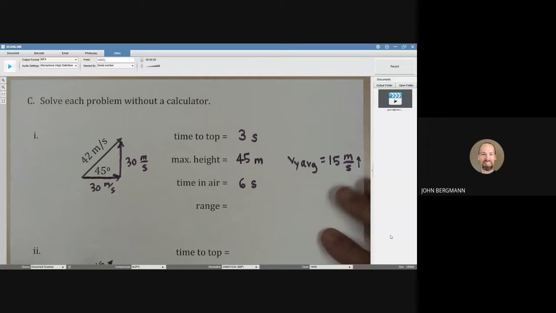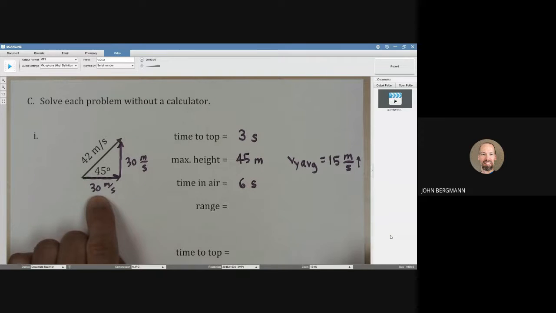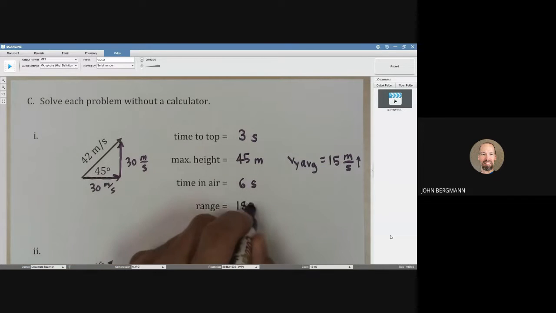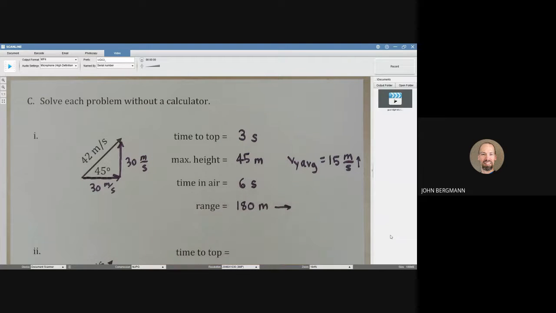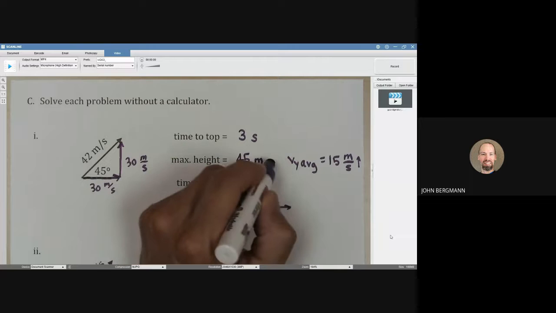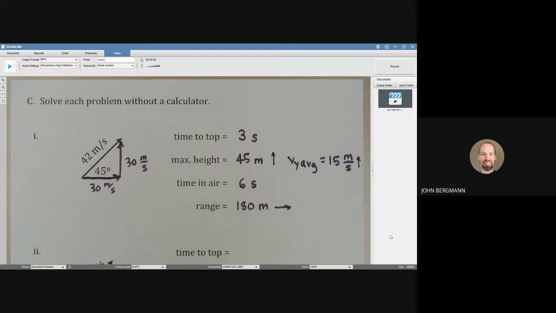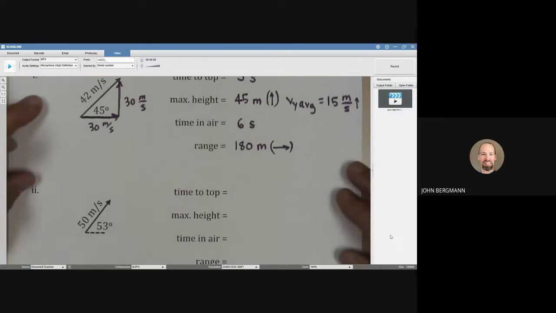What about the range? The range is, as we know, the maximum horizontal displacement, which means over here, right where I'm pointing, 30 meters to the right every second. For each of 6 seconds, boom, 180 meters that way. Maximum height is obviously up there like that. That's how you do these in your head. Let's try a couple more here.